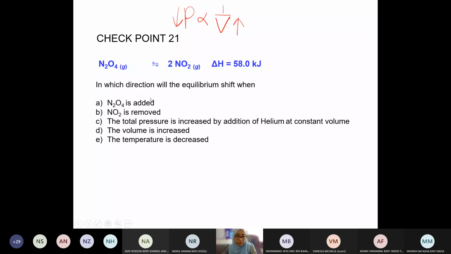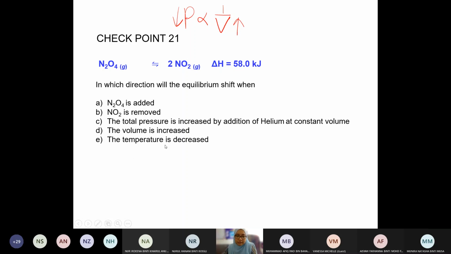Okay, make sure untuk you main dengan pressure, dengan volume ni, you only consider the gases phase sahaja. Okay, not other liquid, aqueous ataupun solid. Jangan kira dia punya ni. Kira consider only the gas phase sahaja. So this is 2, this is 1. Okay, alright, because on the right we have more molecules than on the left.